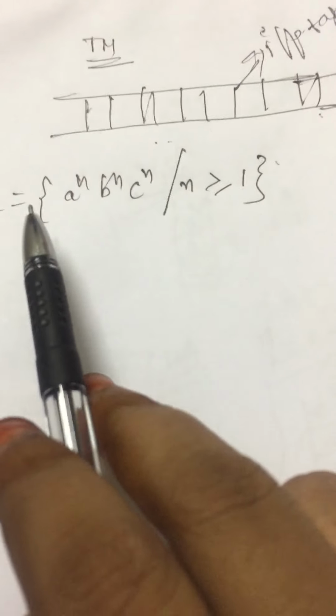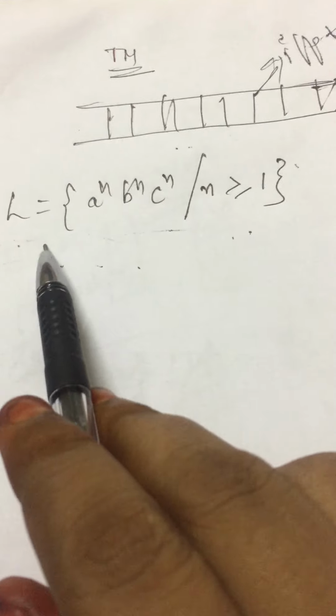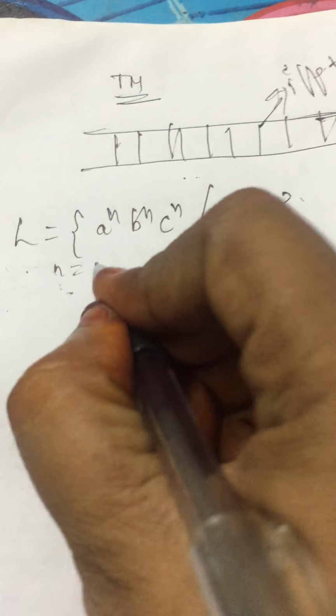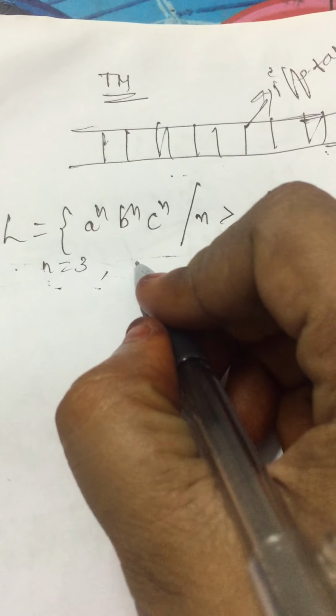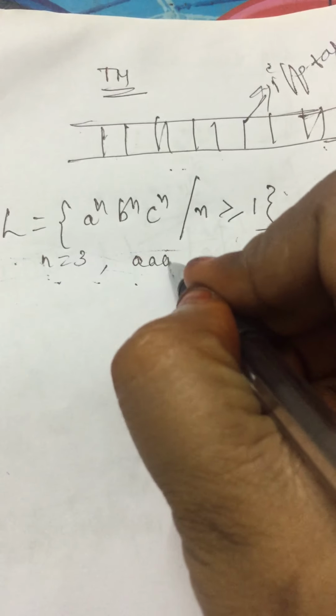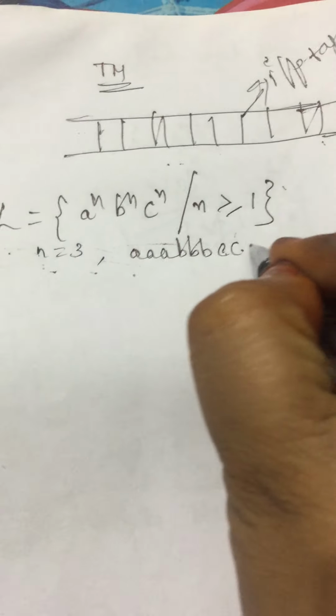For example, let us consider L is equal to a power n, b power n, c power n, n greater than or equal to 1. This is the example which we have seen in the previous session using a 2-stack PDA. Now we are going to solve the same example using this Turing machine. When we consider n value equal to 3, one of the strings from this language will be triple A, triple B, triple C.